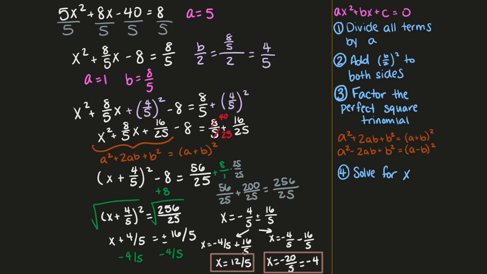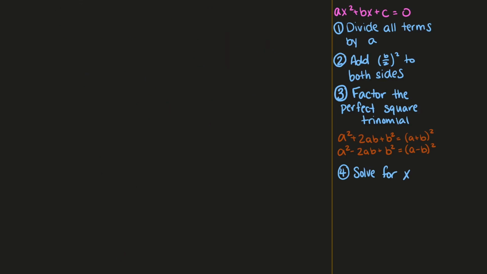Although we're working with fractions, we still just follow our same steps to get our same results. And this time we did end up with two values for our x rather than having an expression with the square root. And here's our last example for this section. 6x squared minus 12x minus 14 equals 4. Our a is 6, which means we're going to have to divide everything by 6.